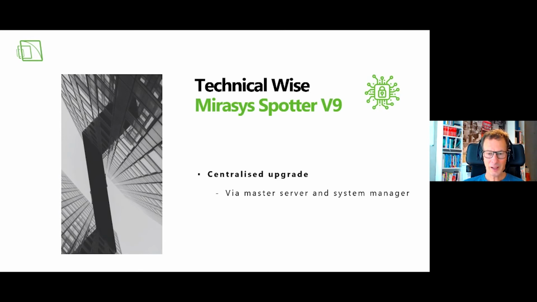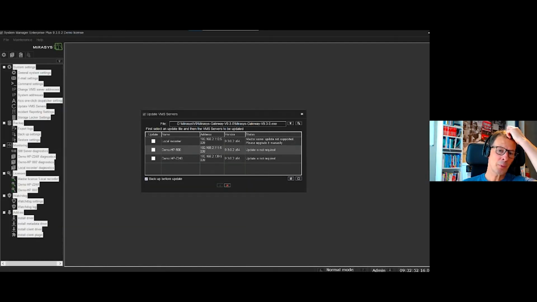So how does it look? This is, for example, my demo system that I have here in my office. You see this is the System Manager with the Enterprise Plus version 9.3.0.2. So it's the final version that we have. And you see here that we have in the license 3 servers. There's the master server with a local recorder as well. There's the demo HP Z240, and there's an HP 800, which I have in my demo system as slave servers.